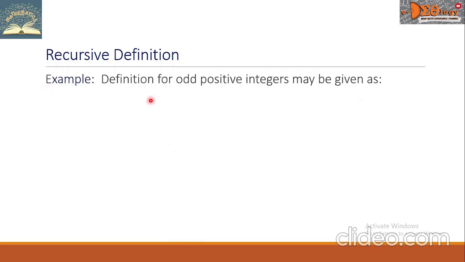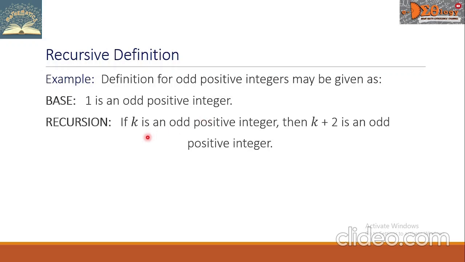For example, this is now the definition for odd positive integers. It may be given as: the base is 1 is an odd positive integer. For recursion, if k is an odd positive integer, then k plus 2 is an odd positive integer.